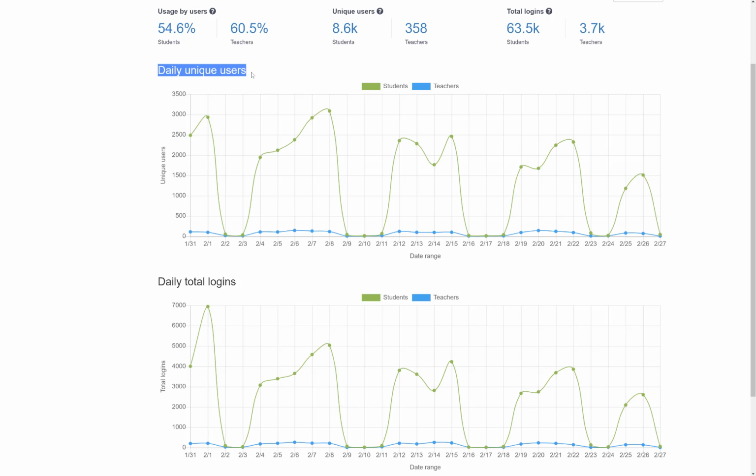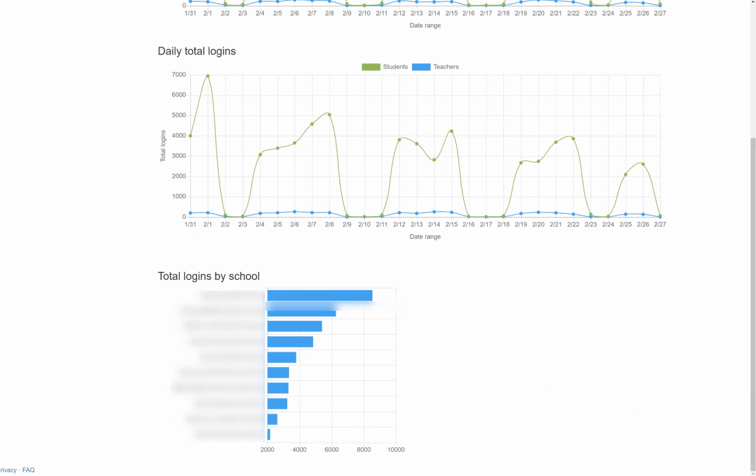The daily unique users graph is highlighting the number of unique users on a particular day. So on February 1st, there were nearly 3,000 unique students in the system that day and 100 unique teachers in the system that day. When we look at total daily logins, the login count is about 7,000 students and the number of teachers is 214, which means that from our daily users, for students, these students logged in more than one time.